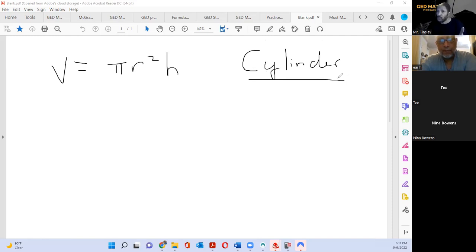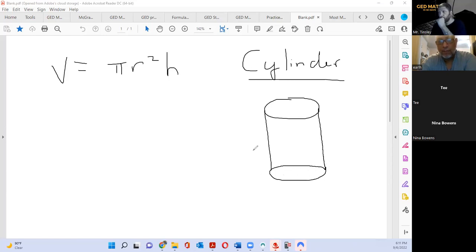Right away, you didn't tell me cylinder, but you said r squared. If we look at a cylinder, you have to connect the dots. What is the base of a cylinder? What shape is the base of a cylinder? A circle. So that's what volume is: the area of the two-dimensional shape times the height. If we look at the circle at the bottom, pi r squared times the height.